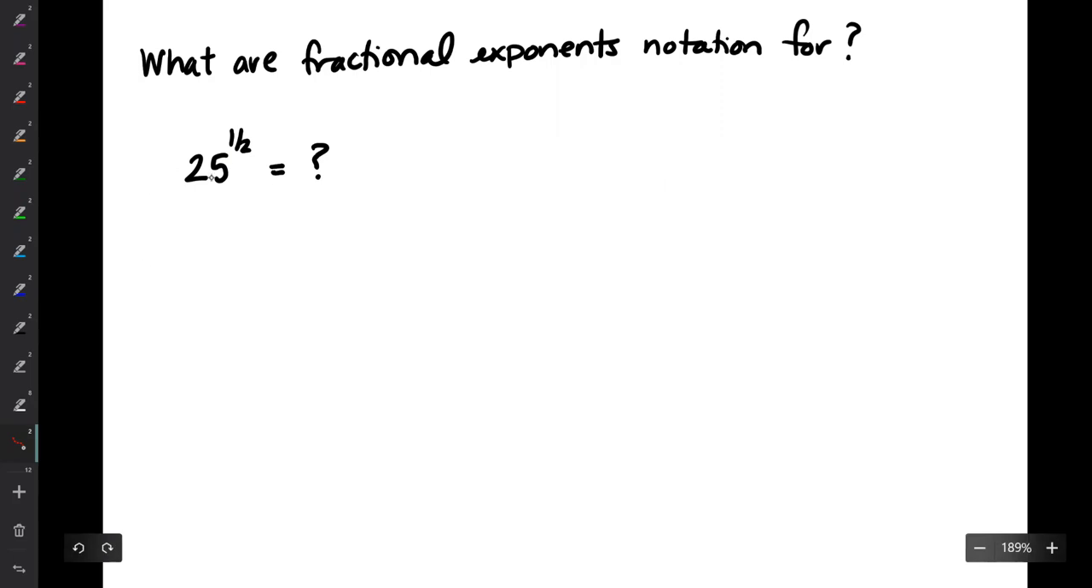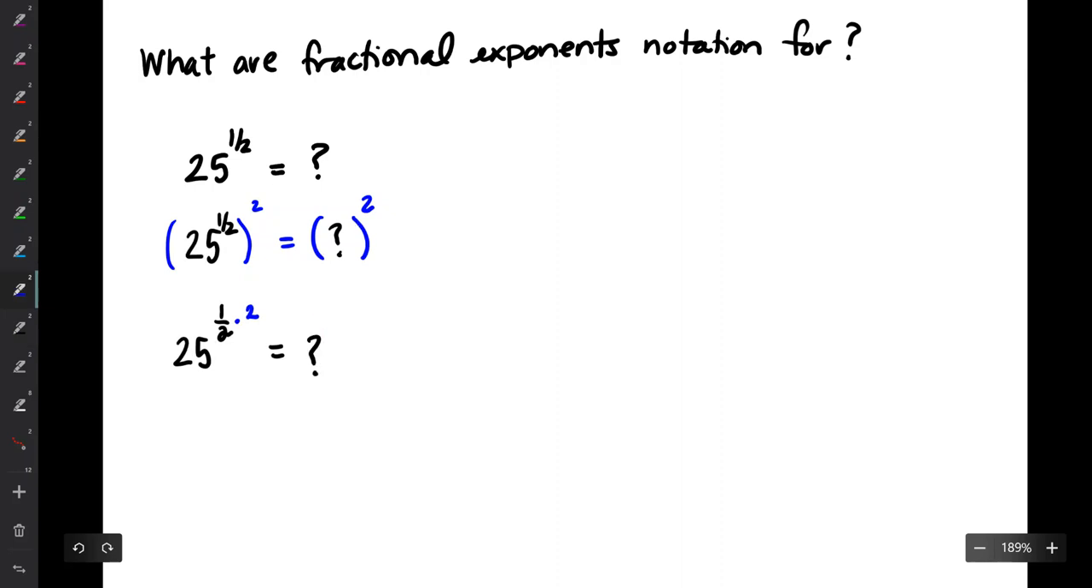So to figure this out, I'm going to go ahead and square both sides. Using laws of exponents, I'm going to multiply those two together. That's 25 to the 1/2 times 2, is question mark squared. 1/2 times 2 is 1. 25 to the 1 is 25.